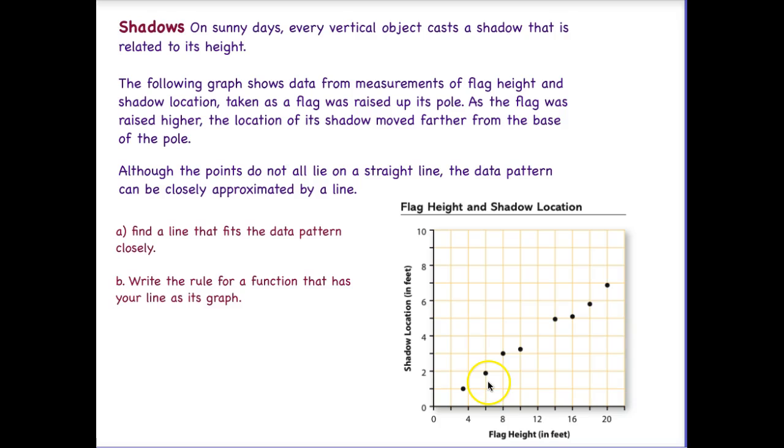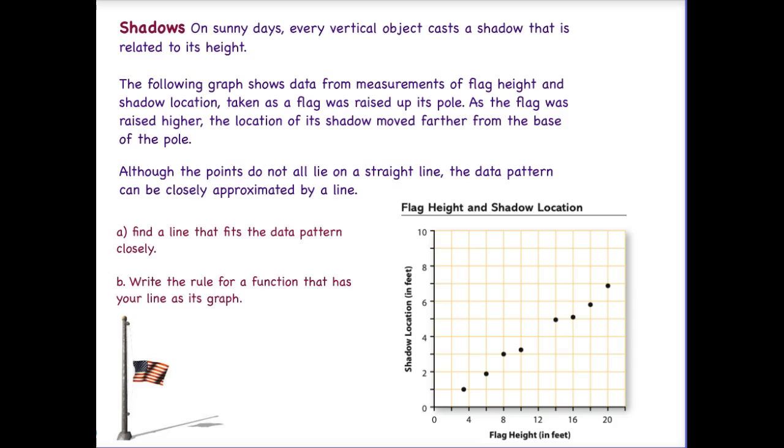Look at our points. Our independent variable is our flag height. That's what we control. We're raising the flag to different heights, starting from 0 all the way up beyond 20 feet. The y-axis, our dependent variable, is our shadow location. So remember what this says. As we raise the flag up the flagpole, the location of its shadow moves farther from the base of the pole.